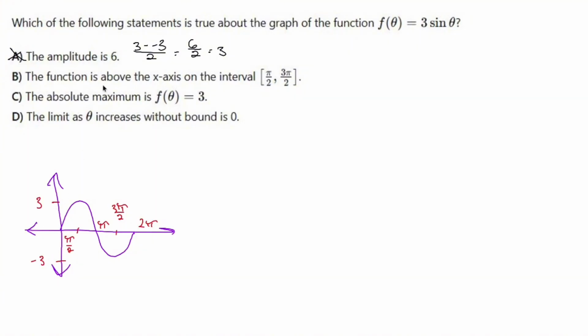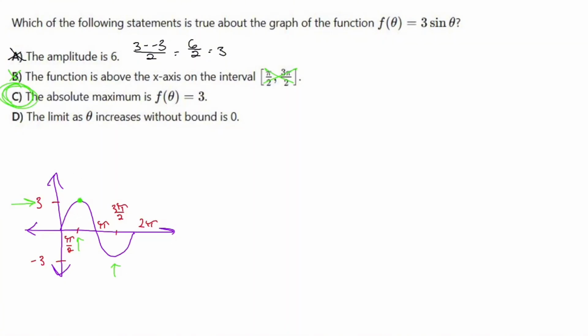The function is above the x-axis on the interval pi over 2 to 3 pi over 2. Well, at pi over 2, here, we are above the x-axis, but it dips below the x-axis at pi and is now below the x-axis at 3 pi over 2. So this is not a true statement because it's only above the x-axis between 0 and pi. So that's not the one I want. The absolute maximum is when f of theta equals 3. Well, there's 3. It's going to be the absolute maximum right there. That is a true statement.